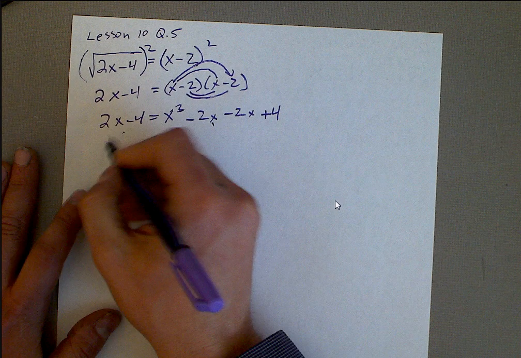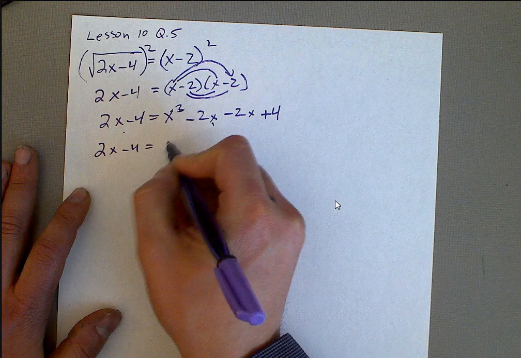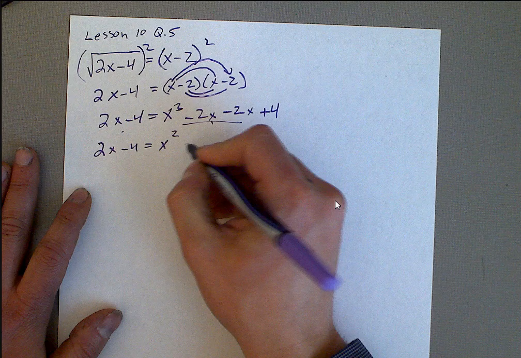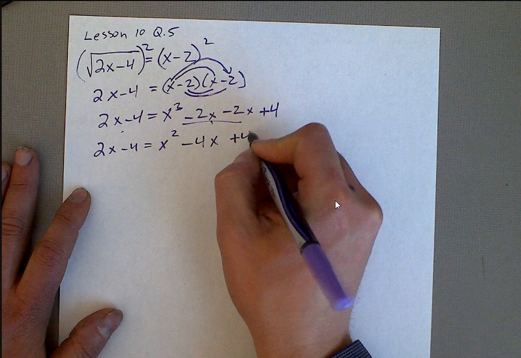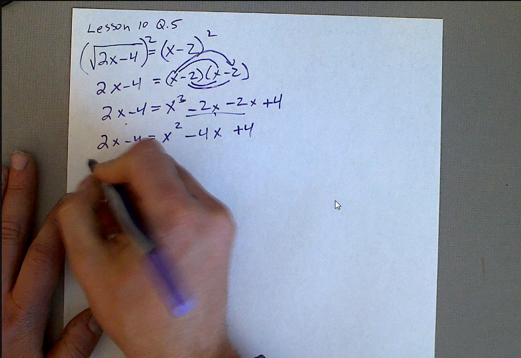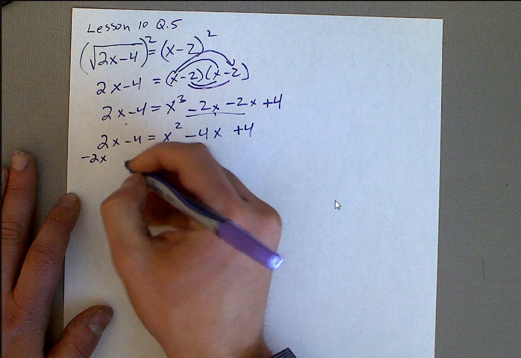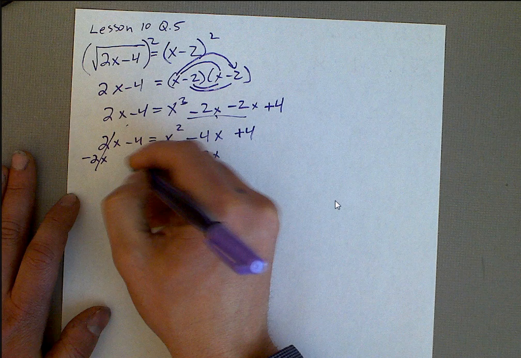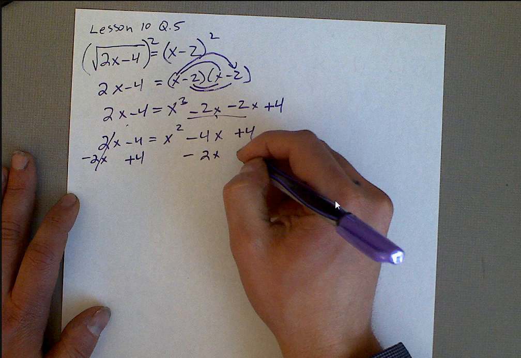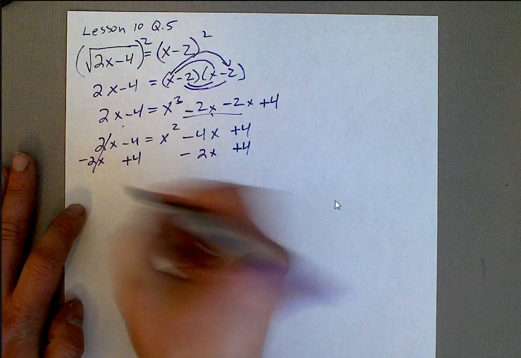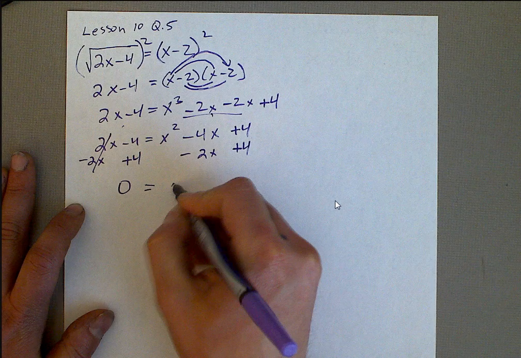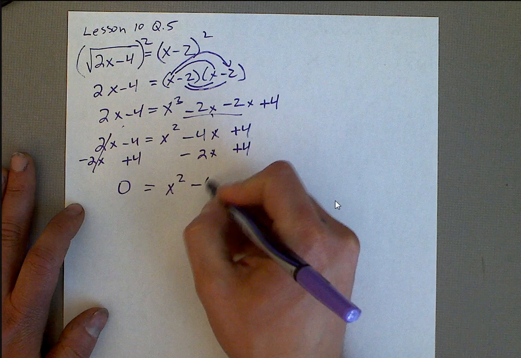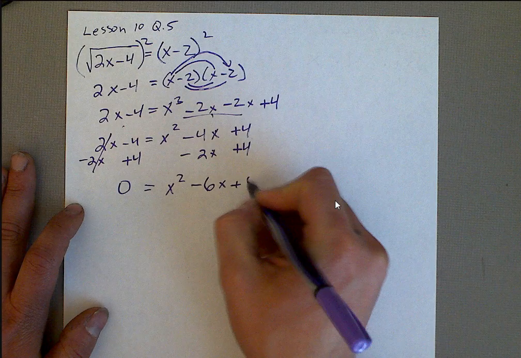So before we do that though, let's combine our like terms. The negative 2x and the negative 2x can combine into negative 4x. And now let's make this side 0, so we'll subtract 2x, which means it goes on the other side, and we'll add 4 to both sides, and so you have 0 equal to x squared. Negative 4x minus 2x is negative 6x, and then 4 plus 4 is 8.